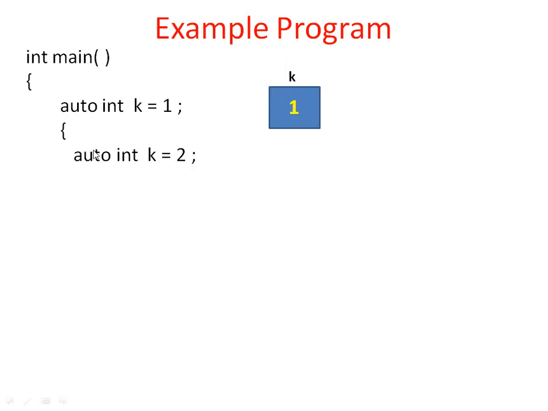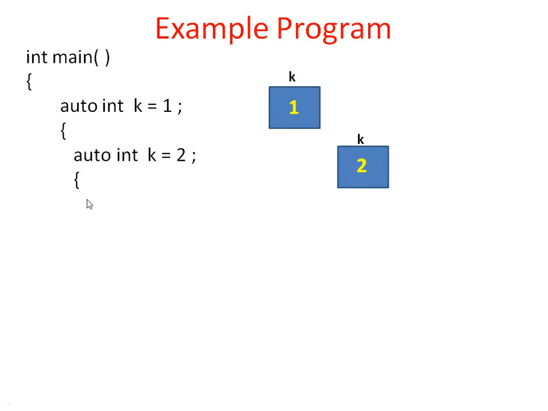Since these two are in two different blocks. See, the first K is inside this main, and the second K is inside this block. This is the beginning of the block, open brace here. So this is allowed in C, you can declare two variables with the same names in this way. Now when this K is declared, immediately another 4 bytes of memory is allocated for this K, and the value 2 will be stored in that memory location. So that means now there are two memory locations with the same name K.